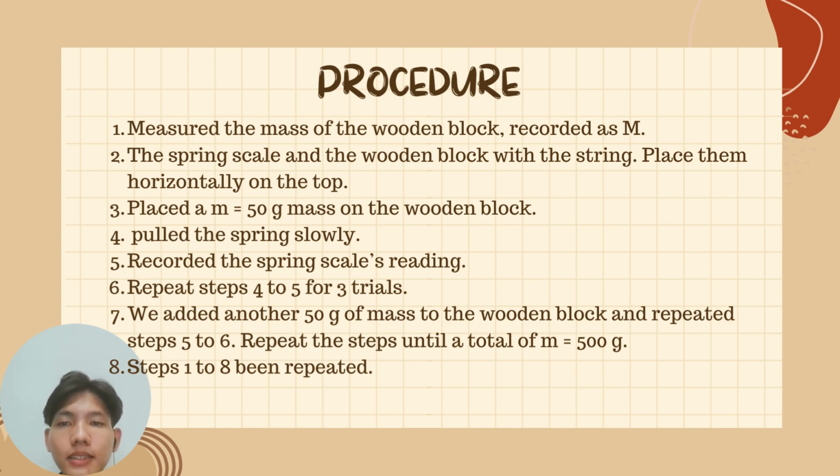Third, place a 50-gram mass on the wooden block. Fourth, pull the spring scale slowly. Fifth, record the spring scale reading. Sixth, repeat steps 4 to 5 for 3 trials. Seventh, add another 50 grams of mass to the wooden block and repeat steps 5 to 6, continuing until a total mass of 500 grams. After that, steps 1 to 8 are repeated.